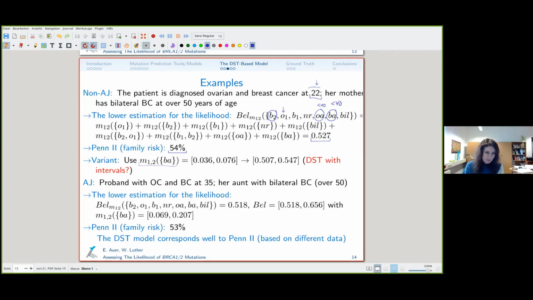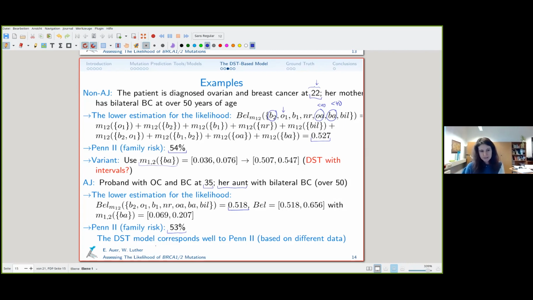All right, if we use the same example for the Ashkenazi Jewish population, then the probability will be very, very high. So that's why I just changed the example a little bit. So we have now the proband at the age of 35 with breast and ovarian cancer. And now we consider her aunt, who has bilateral breast cancer at over 50 years of age. Using the same principles, we can obtain this kind of lower estimation for the likelihood of the mutation, also with intervals, also corresponding approximately to the family risk from the PAM2 model.